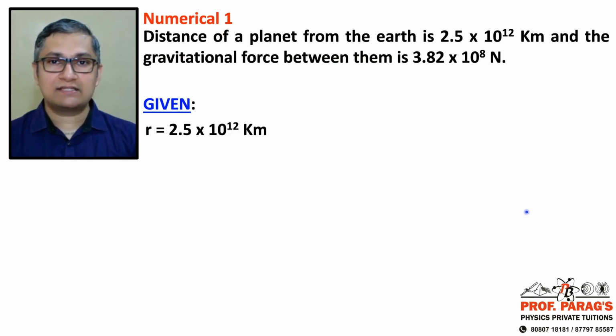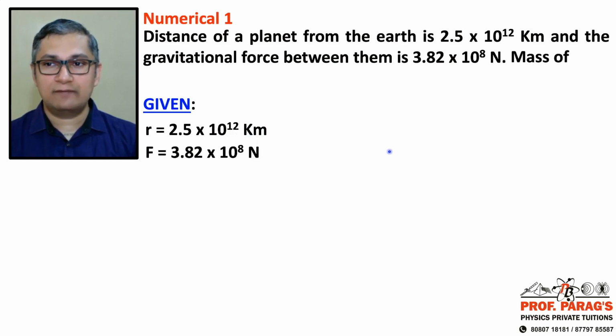So first, the distance between the two planets, Earth and some other planet, let's say R is 2.5 into 10 raised to 12 kilometers. Please note, when we substitute the value of R, kilometer is not the SI unit for distance, it is meters. So this kilo, 10 raised to 3, can be added to 10 raised to 12. So it will become 10 raised to 15. And the force F is 3.82 into 10 raised to 8 newtons.